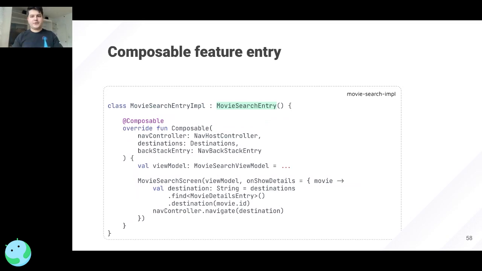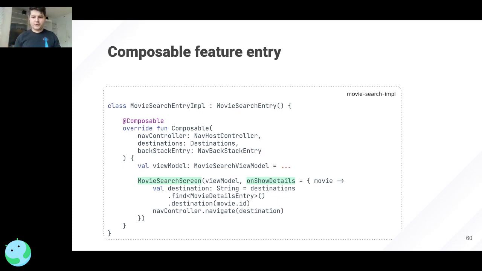Then in the movie search implementation module, we have the movie search entry implementation class, which implements our movie search entry abstract class. What you can see here is that it just implements this composable function. But the implementation of the composable function sits in the implementation module, right? And inside, it can call another movie search screen. We can pass their view model. Let's not discuss how we instantiate the view model for now. We'll come back to this later.